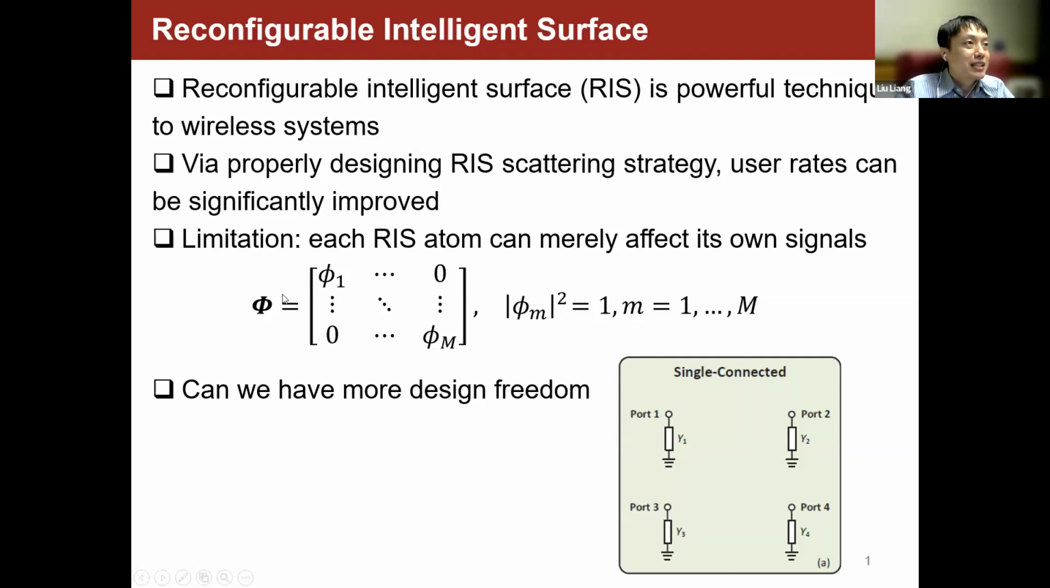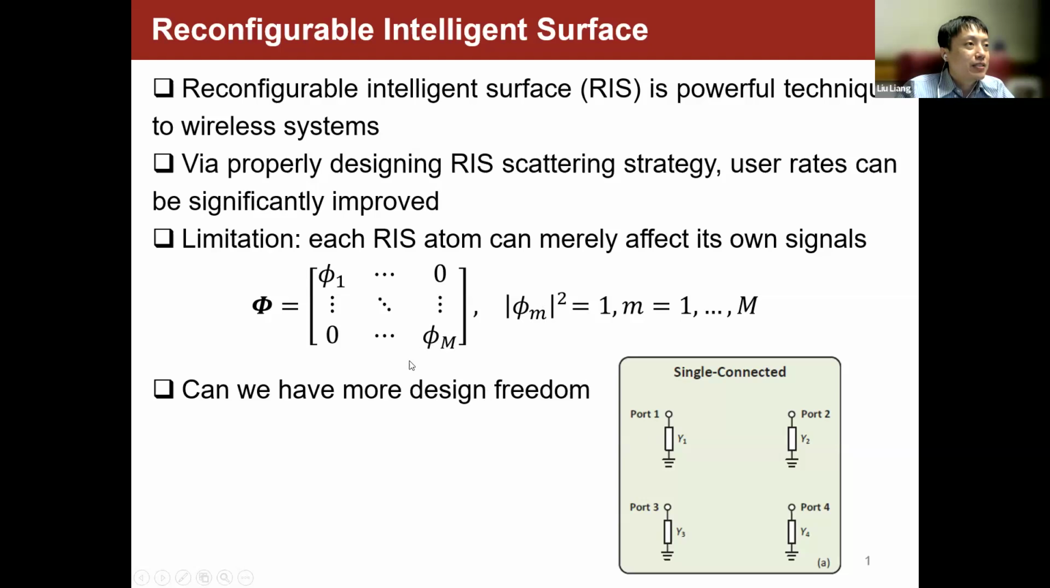Mathematically speaking, this means that the scattering matrix phi should be a diagonal matrix. If we have M reflecting elements, then this is an M by M diagonal matrix, and phi_m is the reflecting coefficient corresponding to the m-th reflecting element. You only change the phase, so the amplitude of each coefficient is 1.